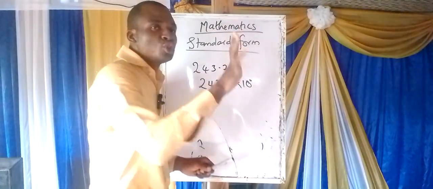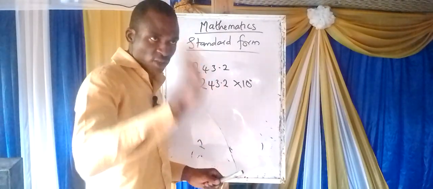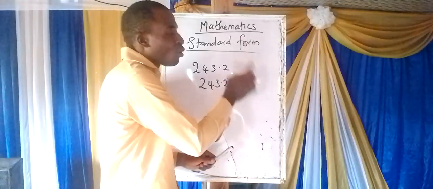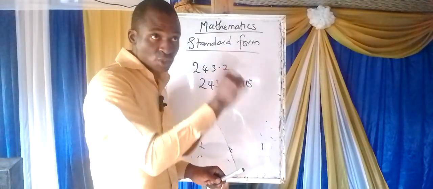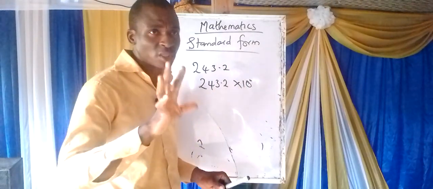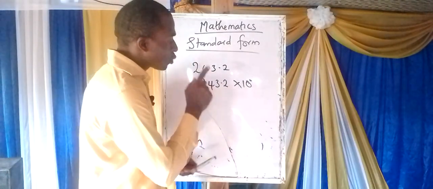You are given a number. Know the way you write the number first. Then the next thing is multiplying that same number by a power of 10, where the power is 0. This is standard form. Very, very important. It's this simple, but it's always confusing for many students. Even I had the confusion before.